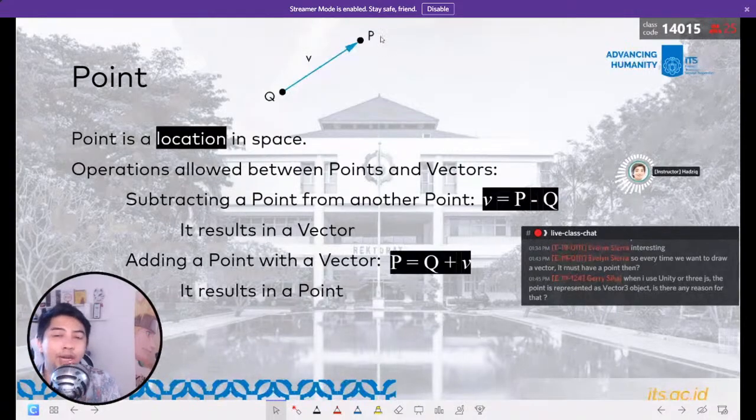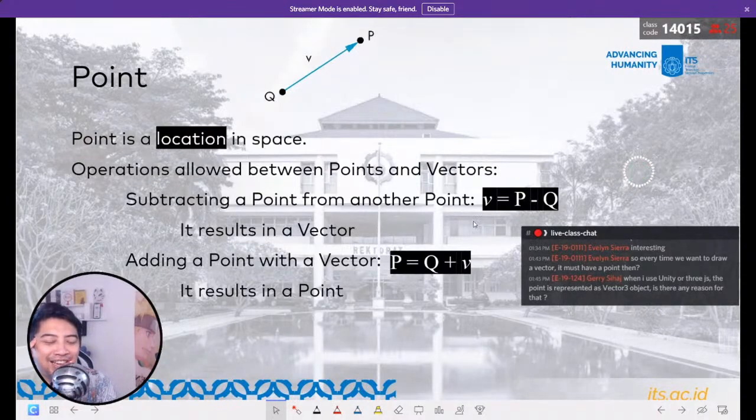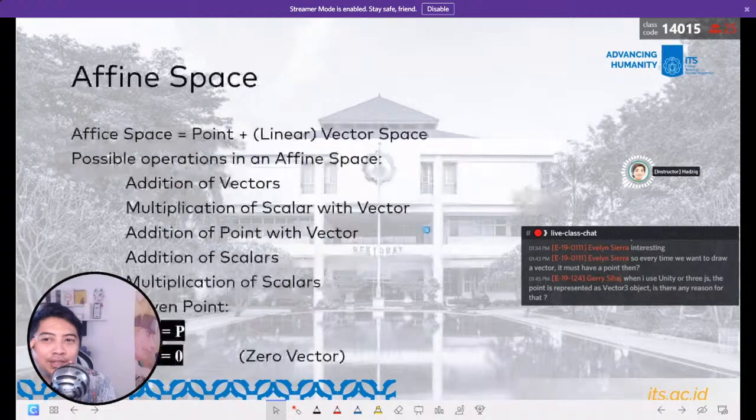Additionally, you can get P by adding Q with a vector V. Okay, and these 2 simple equations will be very useful to understand the next step. So please do remember this.